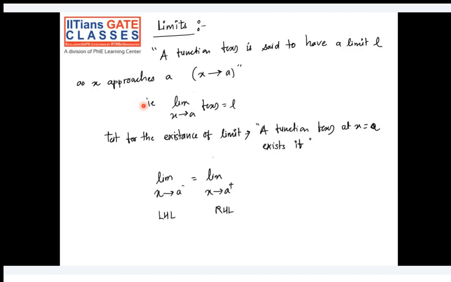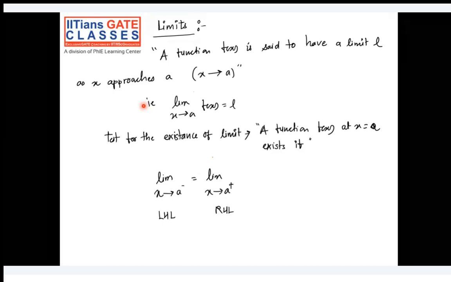Another thing you should know is the test of existence of limit, whether the limit exists or not. What is the meaning of the sentence test of existence of limit? It means whether a function f of x exists or not at the point x is equal to a. That is what we will study.